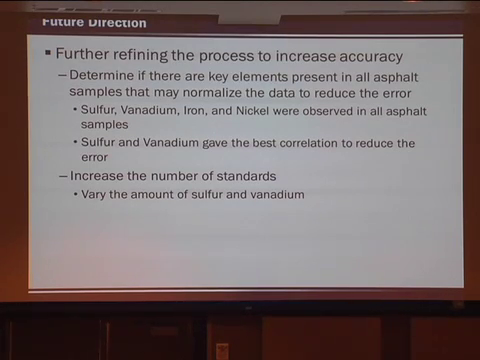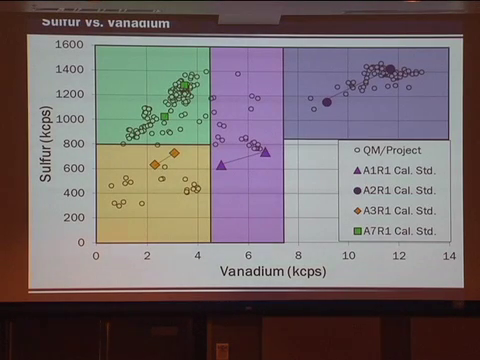If you recall on that previous slide, we had sulfur, vanadium, iron, and nickel in all asphalt samples that we looked at. What we found is that sulfur and vanadium tended to give the best correlation to reduce the error. The next slide, I think, will help explain this a little better. Another way we decided to do it was to increase the number of standards. But when we did, we wanted to make sure that we used standards that had varying amounts of sulfur and vanadium.